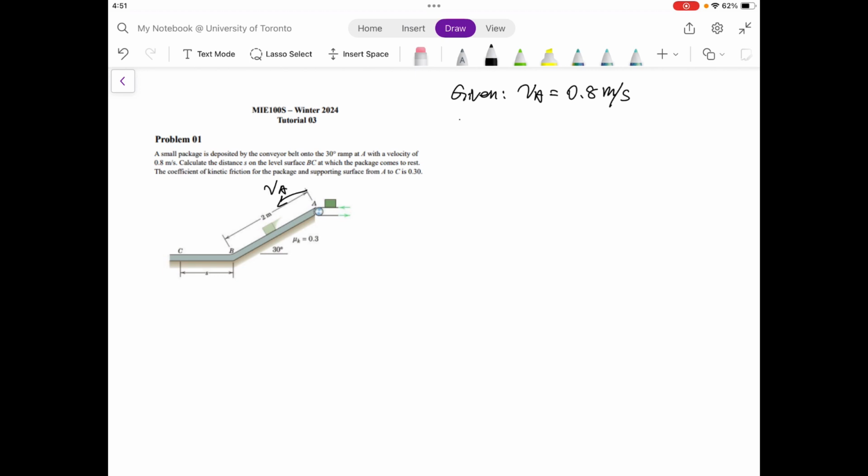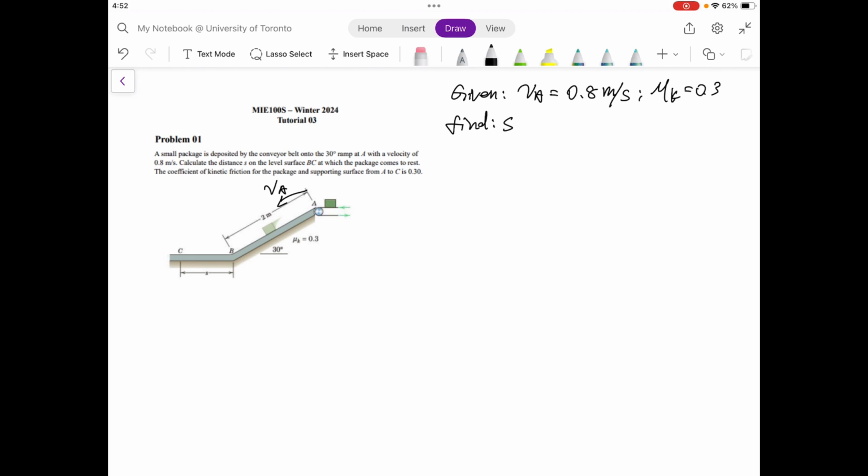What we need to find is the distance S on the level surface BC, at which the package comes to rest. Also, we have the coefficient of kinetic friction for the package and supporting surface from A to C, which is 0.3. The package is sliding all the time, so there's no static friction at all.